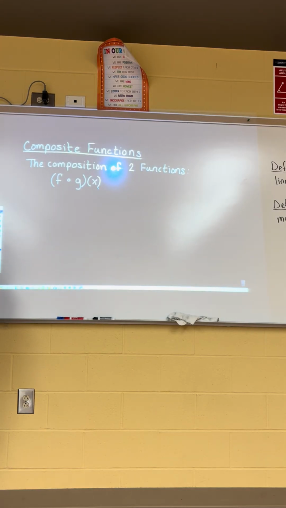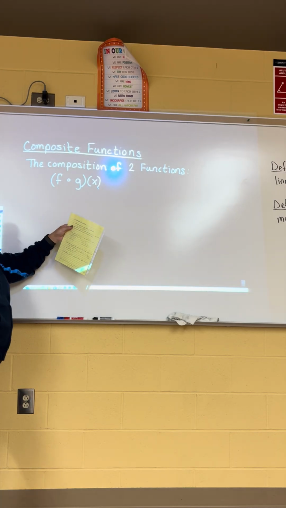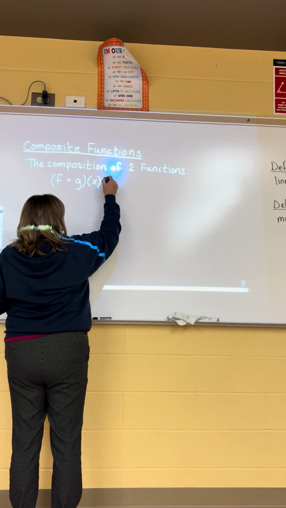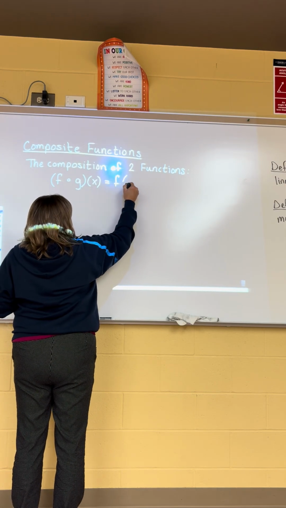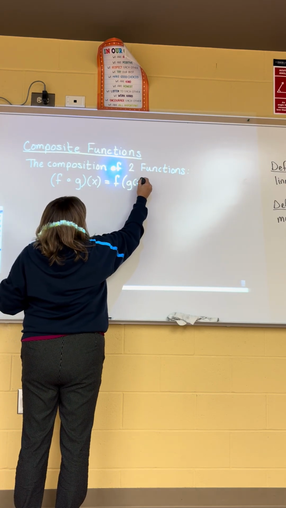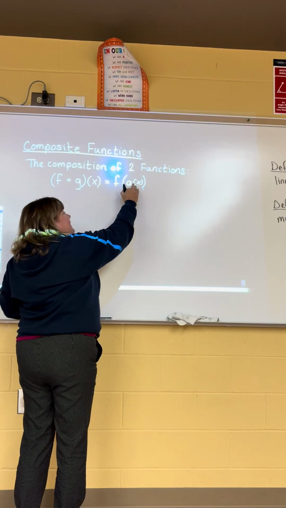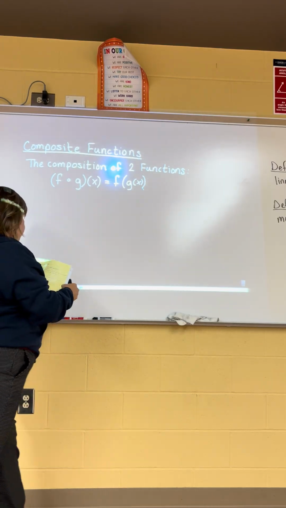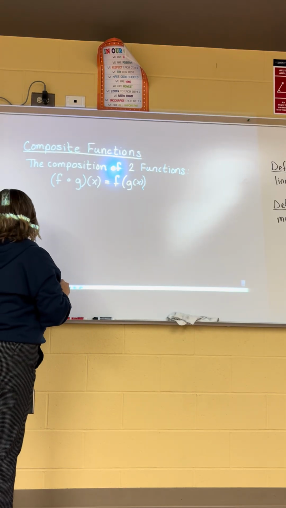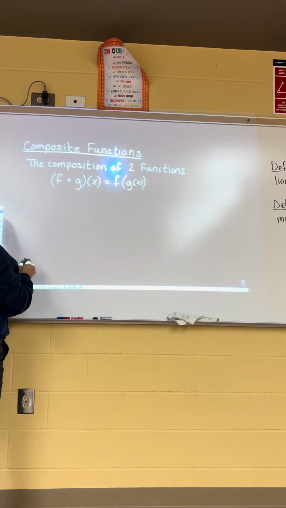Not multiplication. A lot of kids call this fog, and when you do g of f of x, they call it goff, fog and goff. F of g of x means you have your function f of x, and you plug g of x in everywhere you see x.